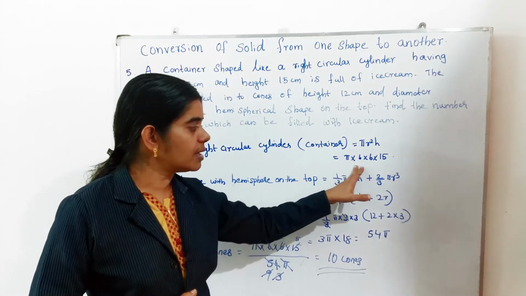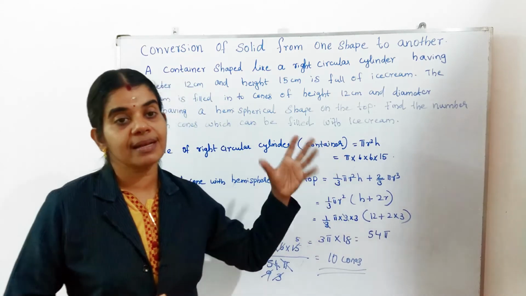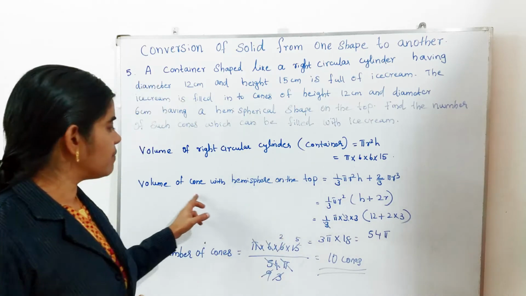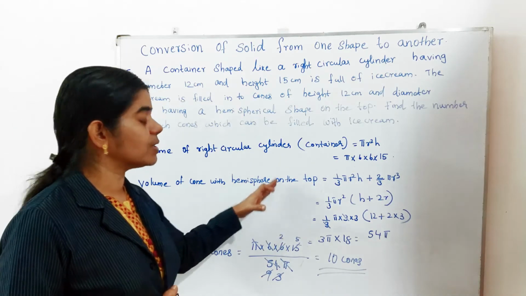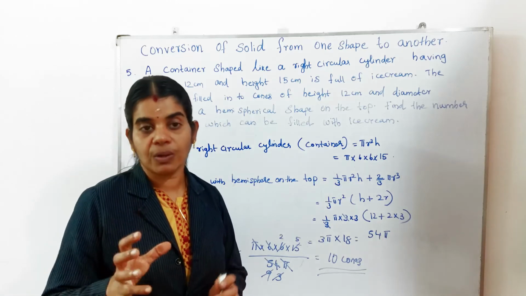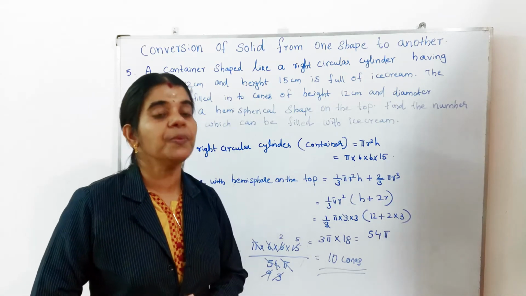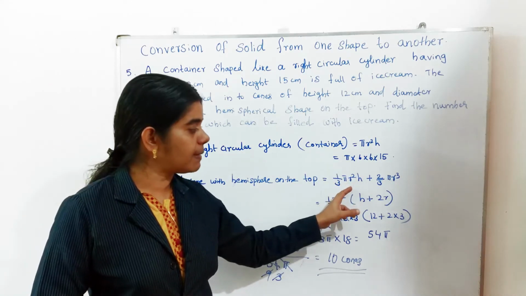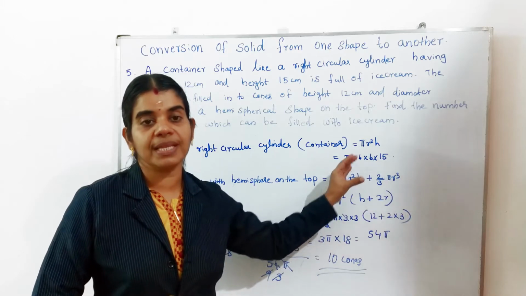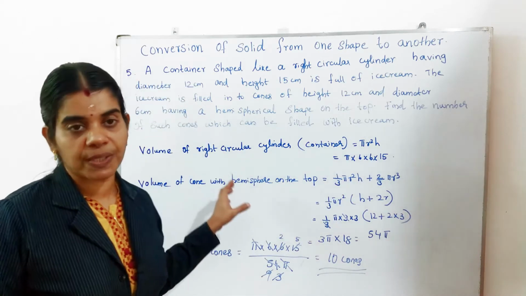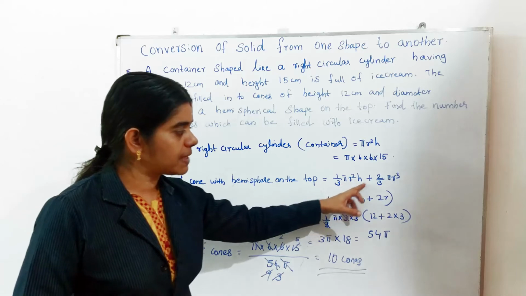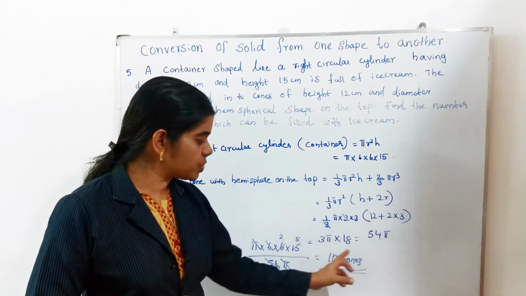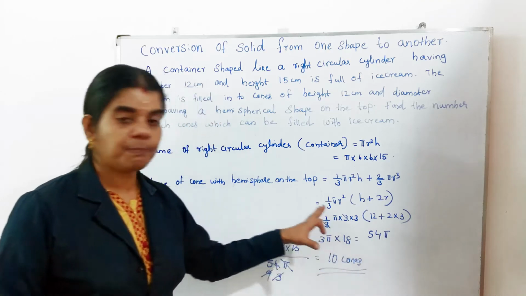We are not calculating now because we can cancel pi and all. That's why we kept it this way. Next will be the volume of the cone with the hemisphere on top. Not only the cone, on the top there is a hemisphere also. So the total volume is the volume of the cone plus the volume of the hemisphere. So 1 by 3 pi r square h plus 2 by 3 pi r cube. 1 by 3 pi r square will be common, h plus 2r. Then you got 54 pi.